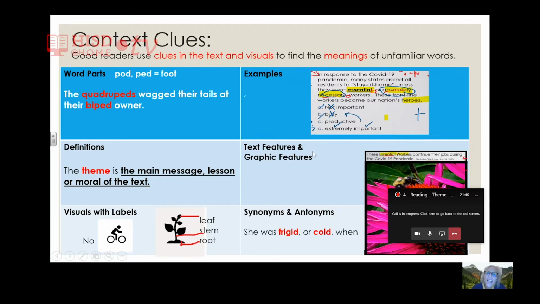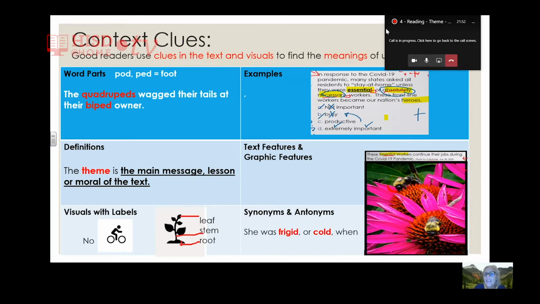And then over here, we have text features and graphic features, something we've been working with. I will move this little guy. And up here it said, do you remember this? A graphic feature just means like a picture or an image. And we've got these bees, these busy bees, and it says in the caption, which is a text feature, these essential workers continue their jobs during the COVID-19 pandemic.